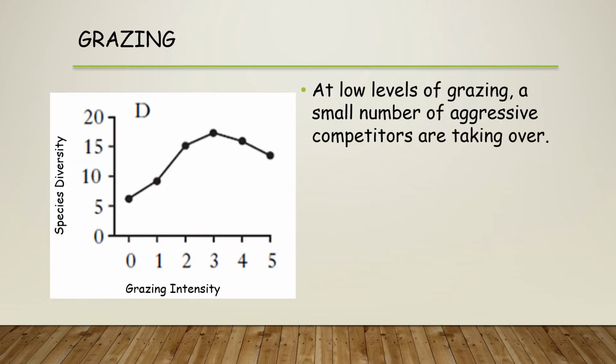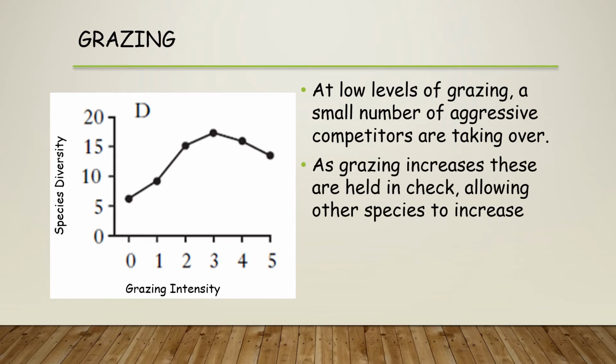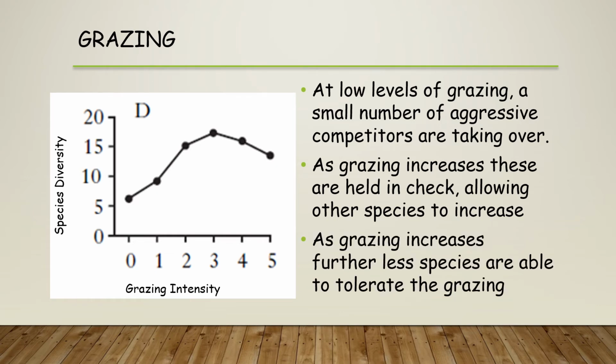At low levels of grazing, a small number of aggressive competitors are taking over in this graph. They may be a dominant species which are quick growing, and therefore they outcompete other species. As grazing increases, the dominant species are held in check, allowing other species to increase, so we get a better amount of species diversity. But again, as grazing further increases, we're getting an over-exploitation, so fewer species are able to tolerate the grazing, and you do get certain times where fields or areas are overgrazed, and that then reduces the species diversity and therefore causes problems.